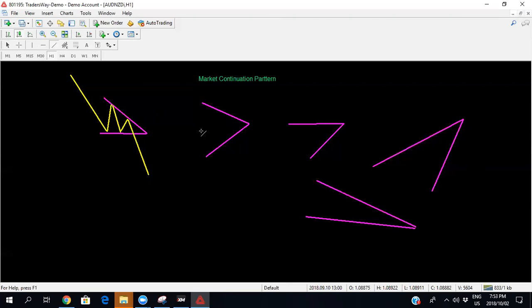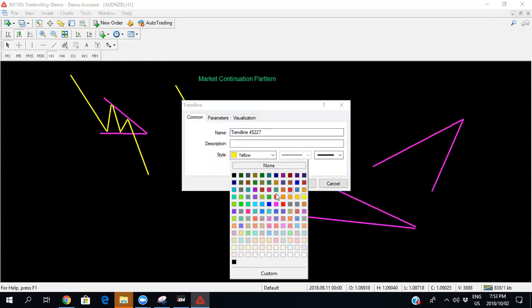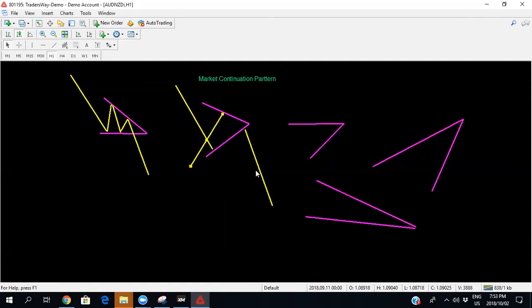With a symmetrical triangle, it depends where the direction comes from. If it comes from the upside, the continuation is the same. And if it comes from the bottom, we are also saying the continuation is the same, right? So please do understand that. Remember, I said this is market continuation.